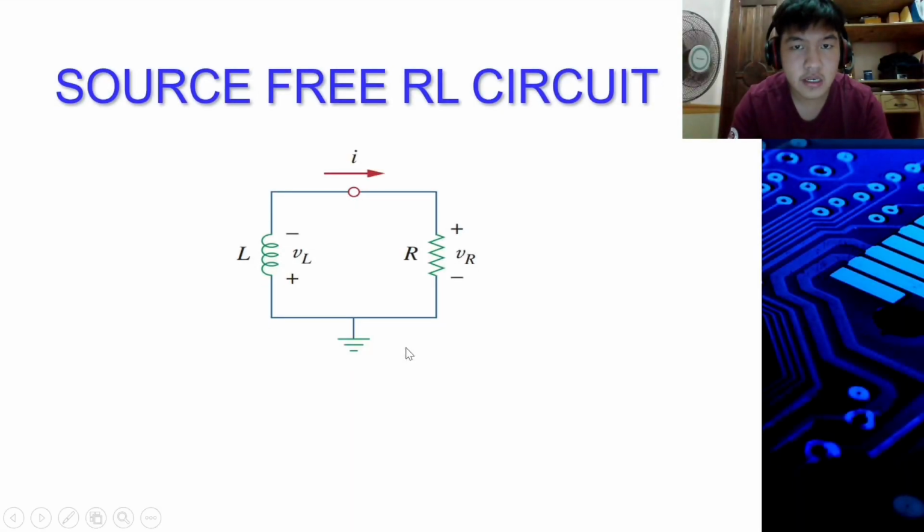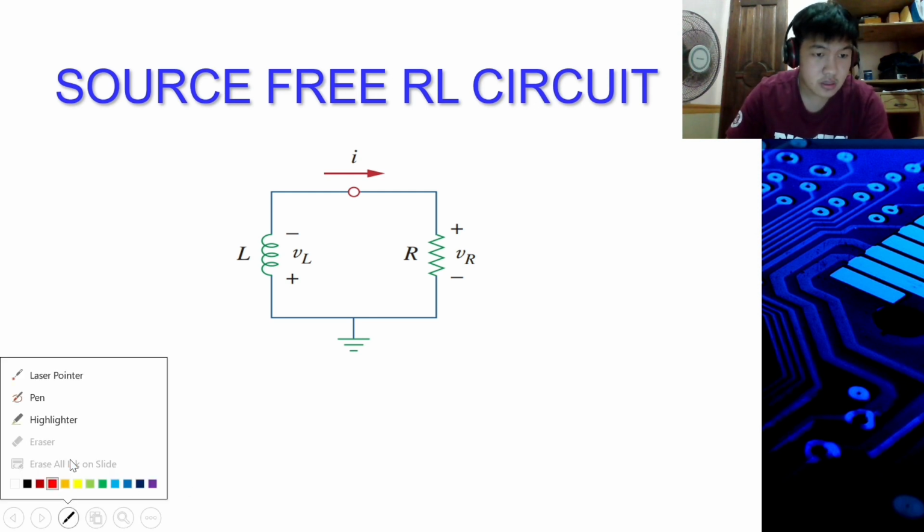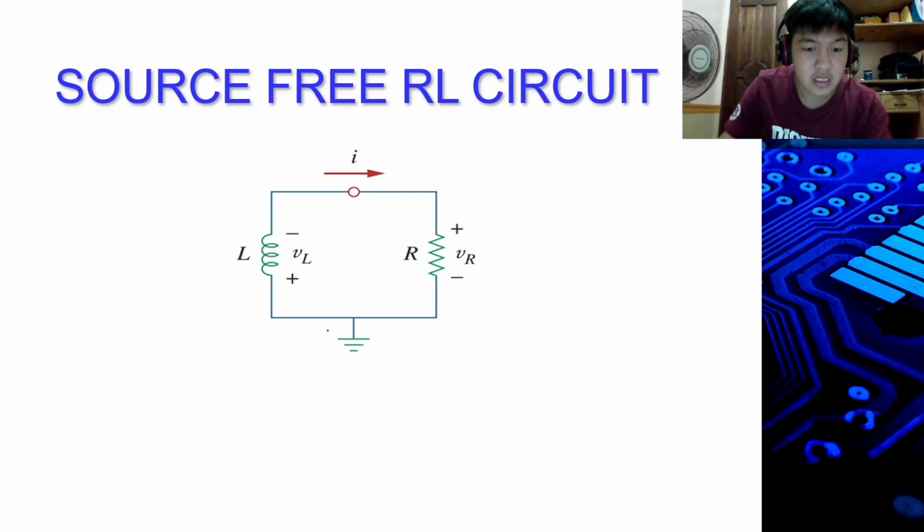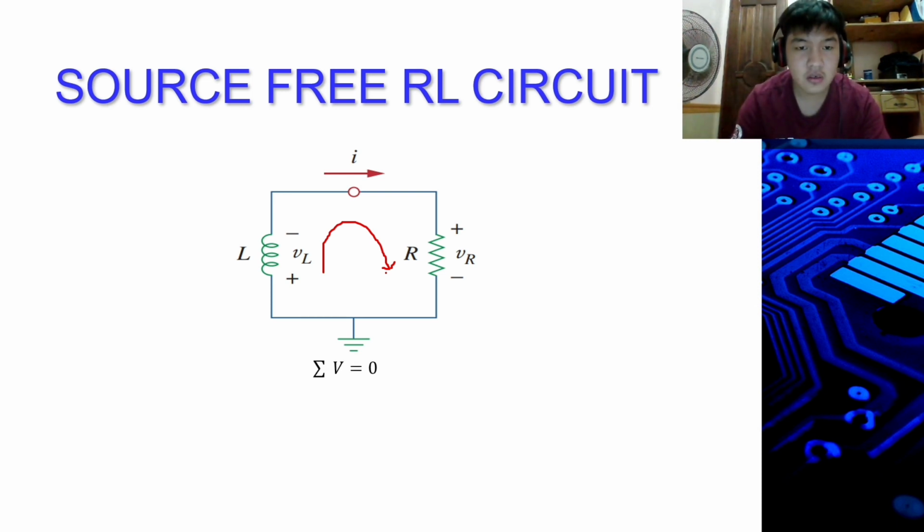Source-free RL circuit. To determine the circuit response, which we will assume to be the current through the inductor, we select the inductor current as the response in order to take advantage of the idea that inductor current cannot change instantaneously. So in this given source-free RL circuit, you can apply KVL in this loop. Summation of V is equal to 0, and V sub L plus V sub R.